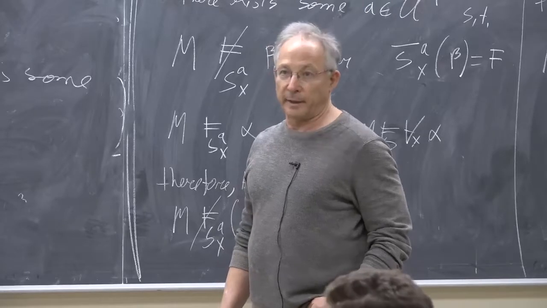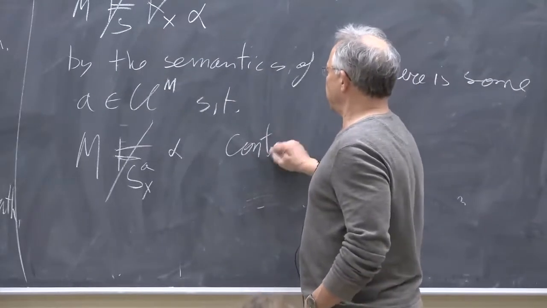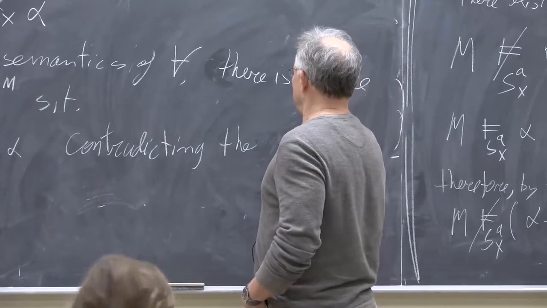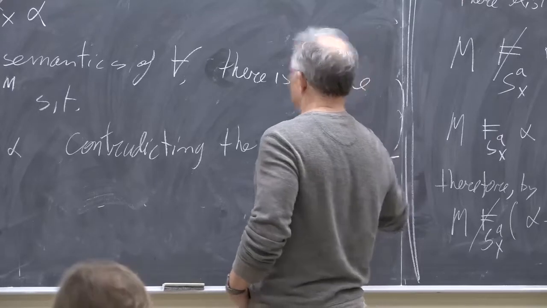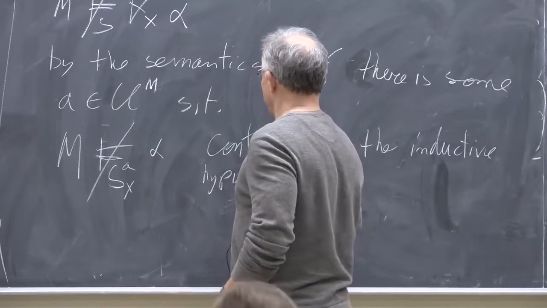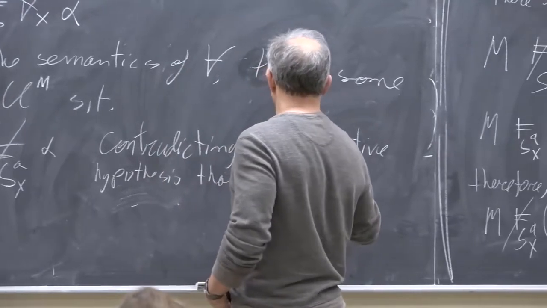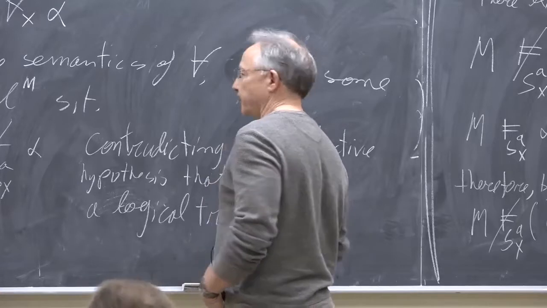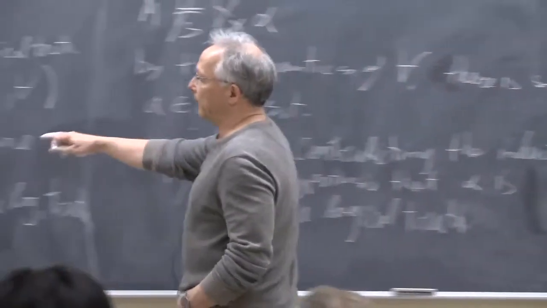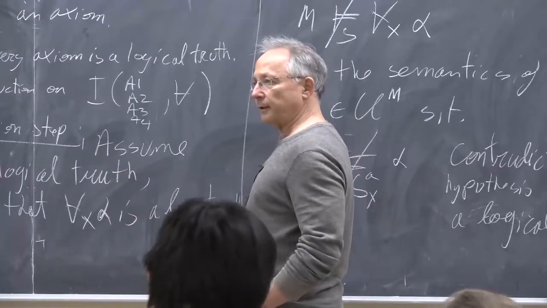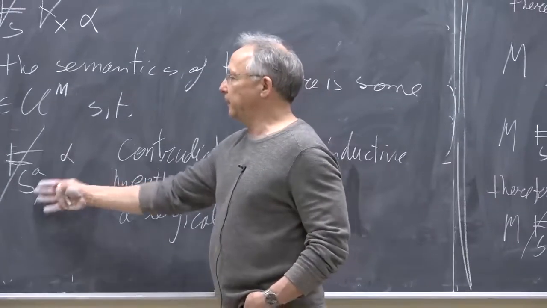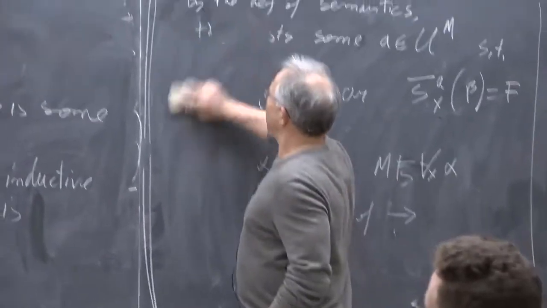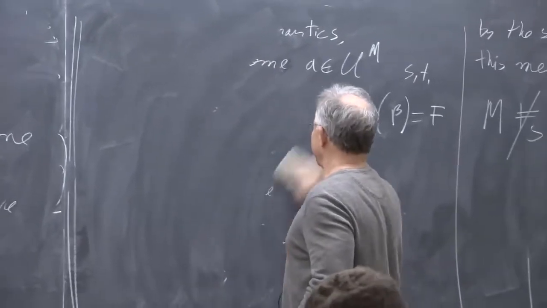Yes? That's saying it's not a logical truth. Right. This is a contradiction, contradicting the inductive hypothesis that alpha is a logical truth. Because we assume by the induction hypothesis that alpha is a logical truth, we have to show it for all x alpha. And suddenly we got an assignment under which alpha fails. So this finishes case 1 of the base case.